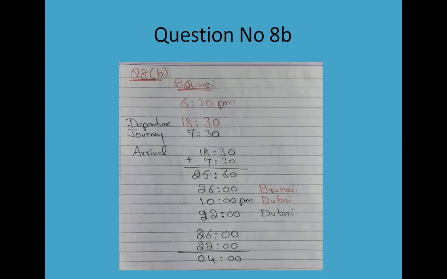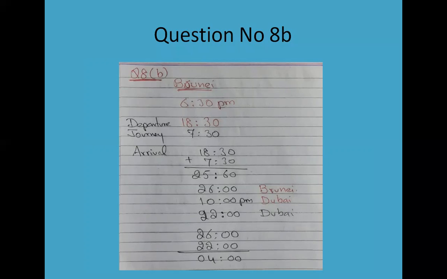But at that time in Dubai, the time was 10 p.m. I will also write Dubai's time in the form of 24 hours. So 10 p.m. means 2200. So when the plane arrived in Dubai, at that moment in Dubai the time was 2200, whereas in Brunei it will be 2600.